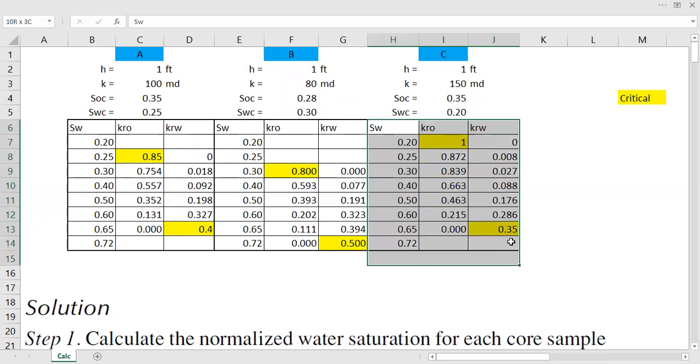Okay, so maybe you're a student, and the data that you will use in your class is of course maybe from a textbook or from literature. But if you are a new engineer watching this channel, you can get the SCAL report, special core analysis report, maybe several reports from one reservoir, and you can gather the relative permeability curve data, and then you can do an exercise like this.